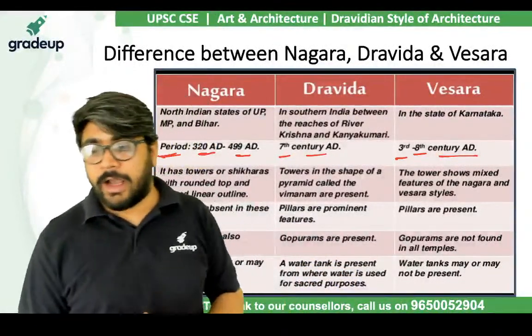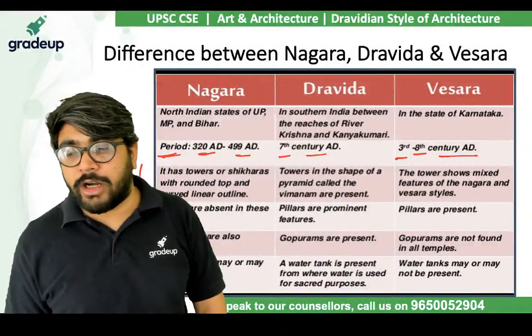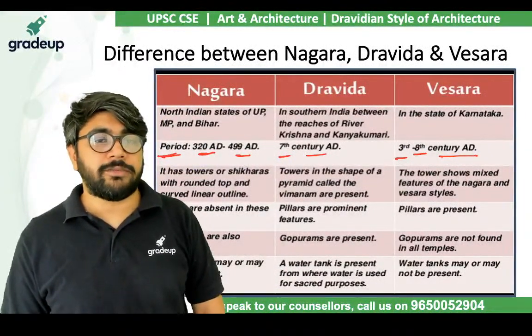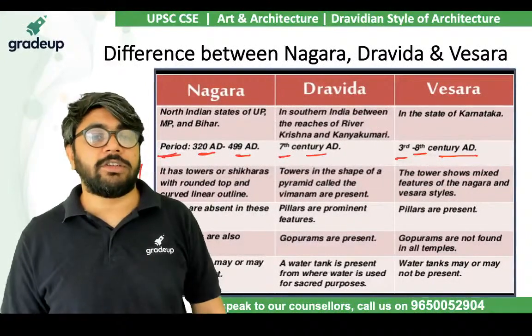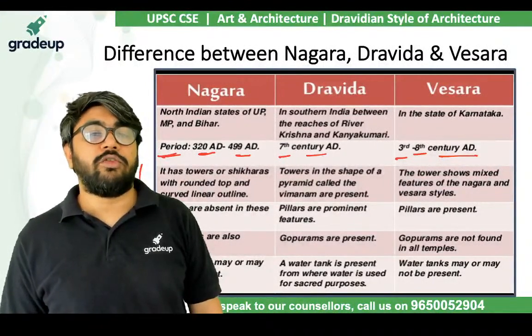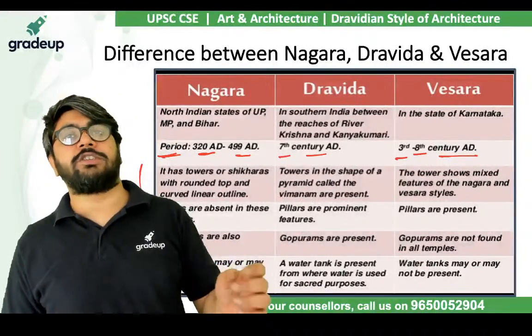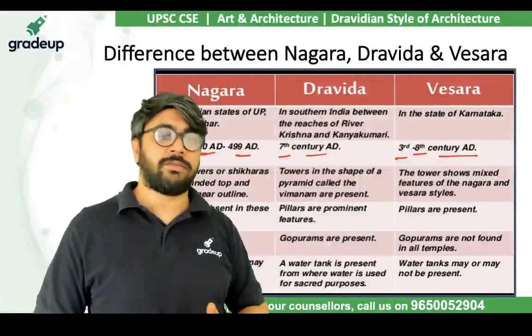देन नगारा में इट हैज टावर्स और शिखर्स विद राउंडेड टॉप एंड कर्व्ड लीनियर आउटलाइन, जबकि द्रविड़ में क्या है, टावर्स इन द शेप ऑफ पिरामिड कॉल्ड द विमान आर प्रेजेंट. विसारा में टावर शोज मिक्स्ड फीचर्स ऑफ नगार एंड विसारा स्टाइल्स.